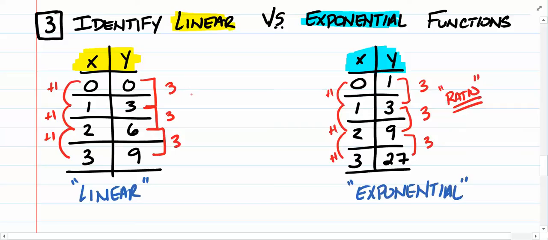Over here, the difference is what's constant, and that is how you tell the difference between the two. In a linear table, for equal values in x, you will get the same difference in y. On an exponential table, for equal values of x, you will get the same ratio of y's.